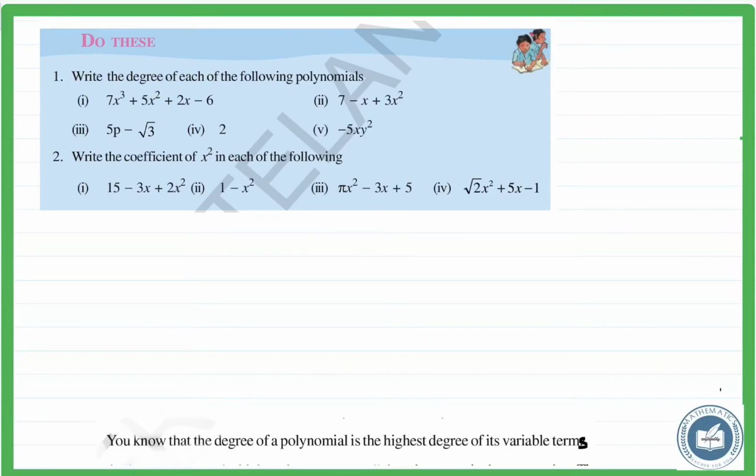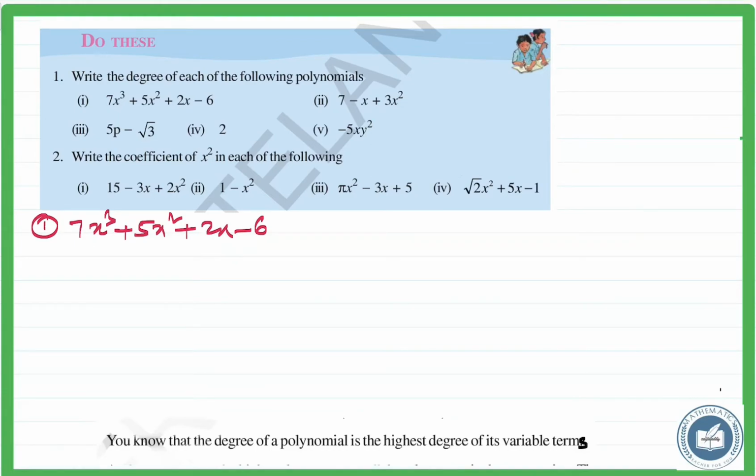The degree of the polynomial is the highest degree of the variable terms. Suppose there are three terms; the term which has the highest degree is the degree of that polynomial. Here I am going to explain. The first one, 7x cube plus 5x square plus 2x minus 6, is the given polynomial.